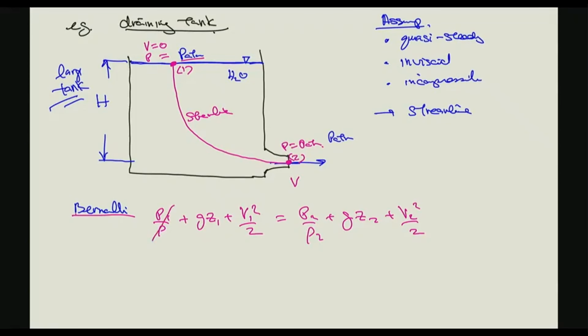Okay, so the P1 over rho cancels because in both cases we have atmospheric pressure, and then V1 is essentially 0. And so then you can solve for V2 squared over 2, which is g times (Z1 minus Z2), or g h, the height, okay? And then V2 would equal the square root of 2gh. So you can get a very simple estimate of the velocity and then the flow rate out of a draining tank. Okay?